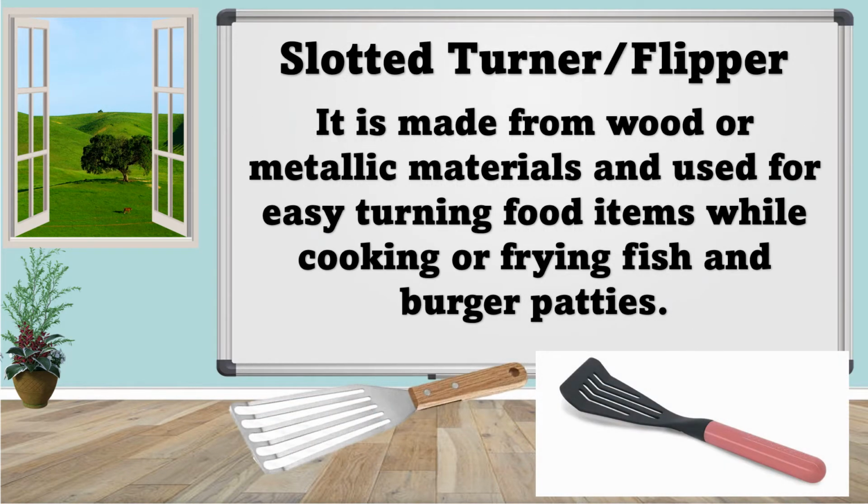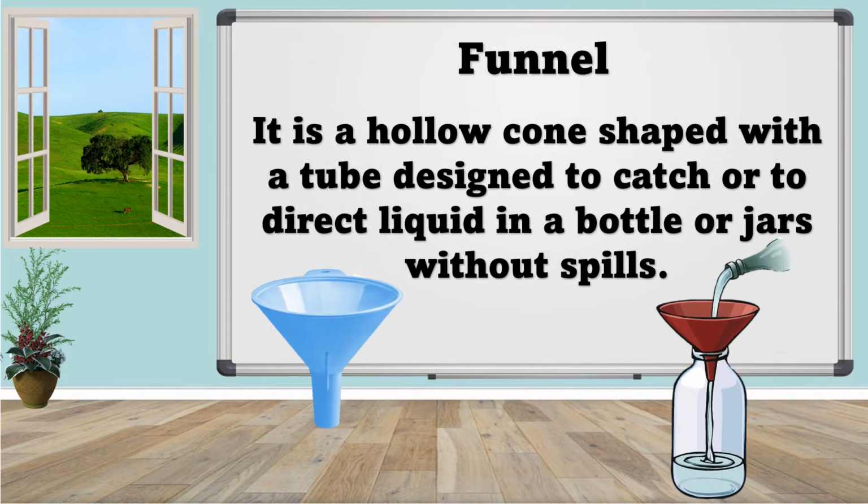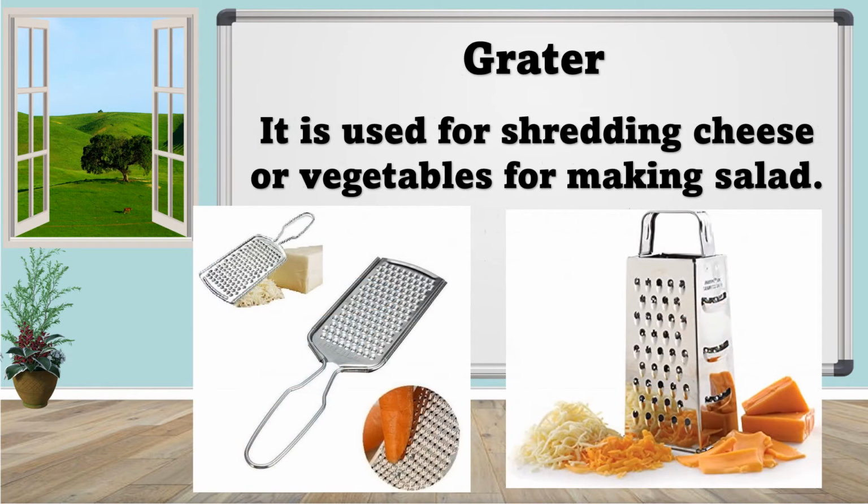Slotted turner or flipper are available in wood or metallic materials and used for easy turning of food items while cooking or frying fish and burger patties. Funnel is a hollow cone shaped with a tube designed to catch or to direct liquid in a bottle or jars without spills. Grater is perfect for shredding cheese or vegetables for making salad.